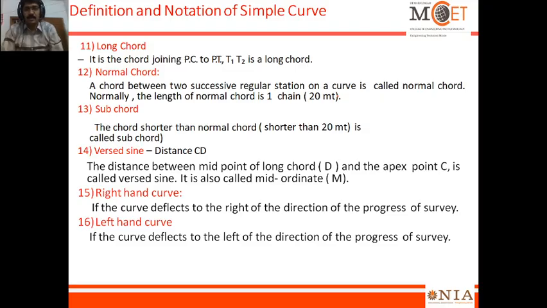Versine: the distance CD, between the midpoint of the long chord and the apex C, is called versine. It is also called mid-ordinate. Right hand curve, left hand curve: if the curve deflects to the right in the direction of progress of survey, it is a right hand curve; if it deflects to the left, it is a left hand curve.